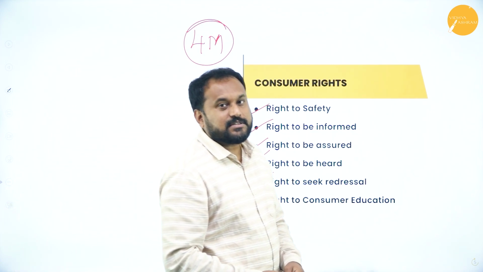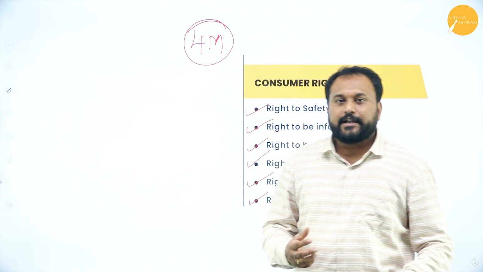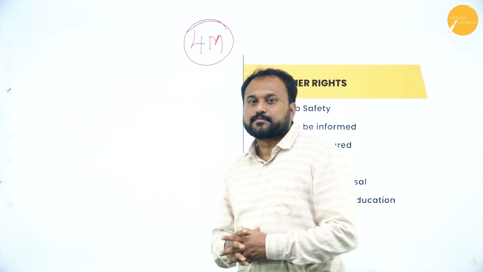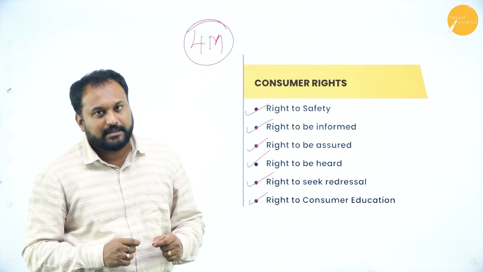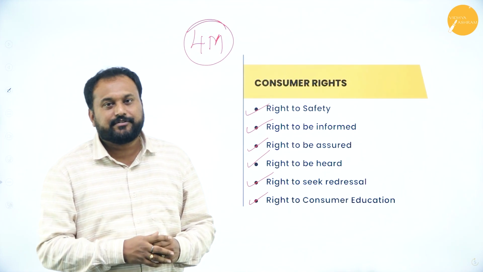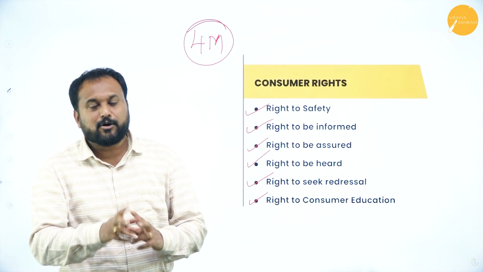Now here what happens is, as a consumer, whenever we go and buy any product, what we should always do is check the product, right? The manufacturing date, the price of it, when it will expire. All these are what?